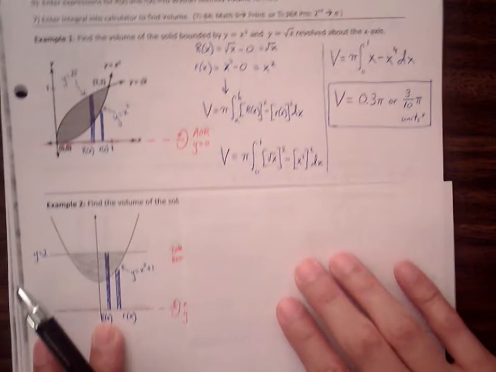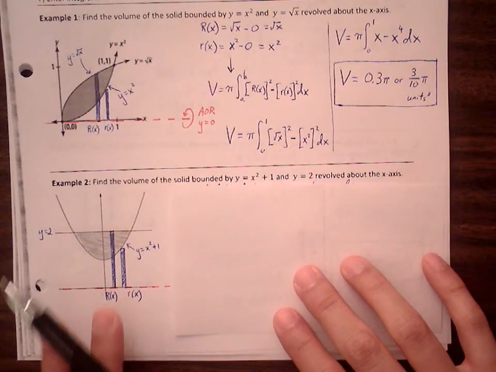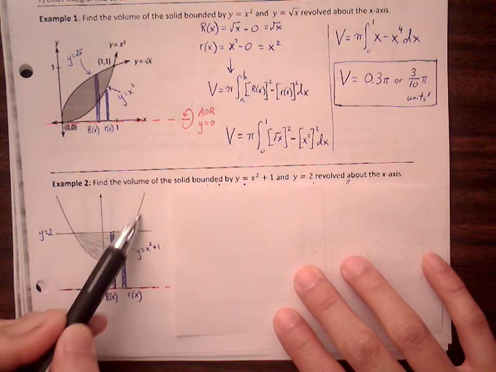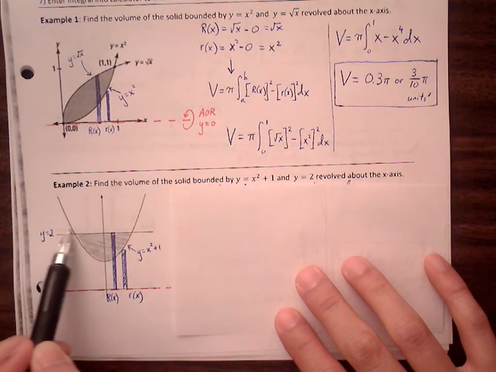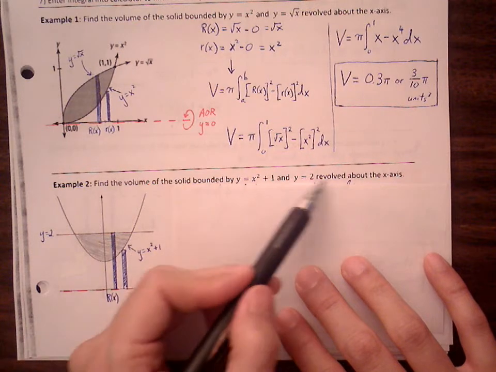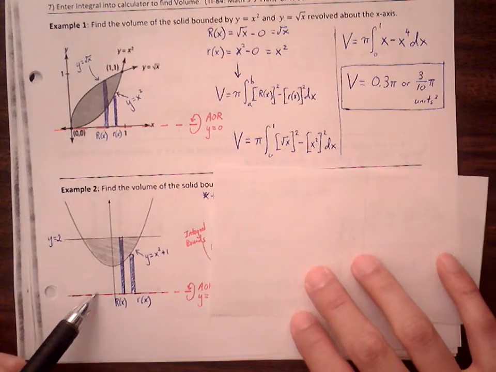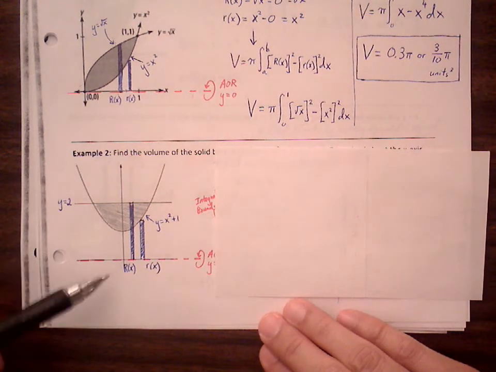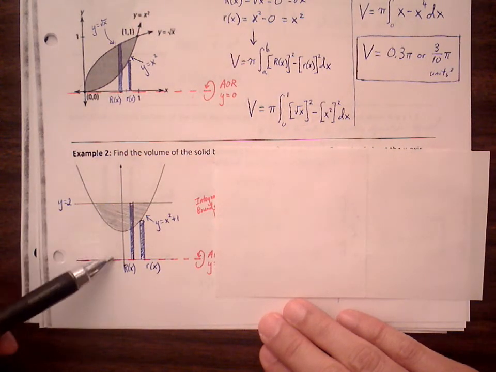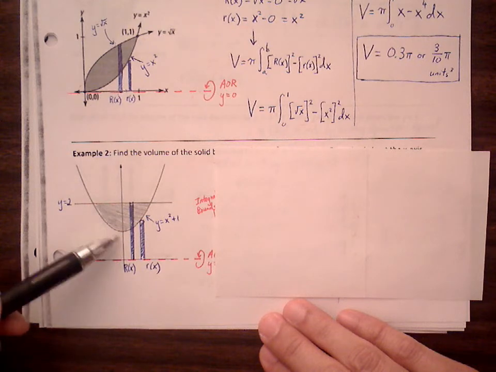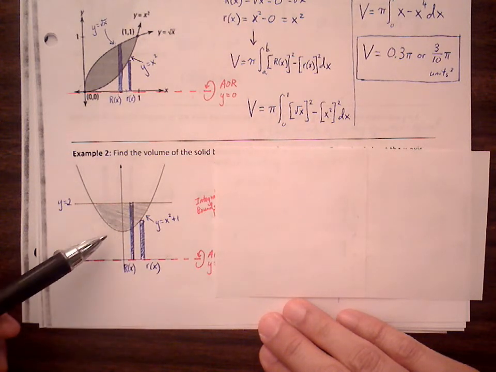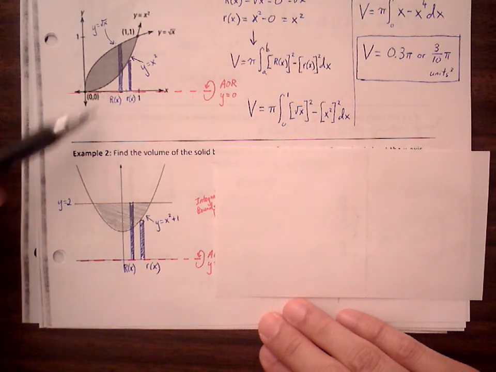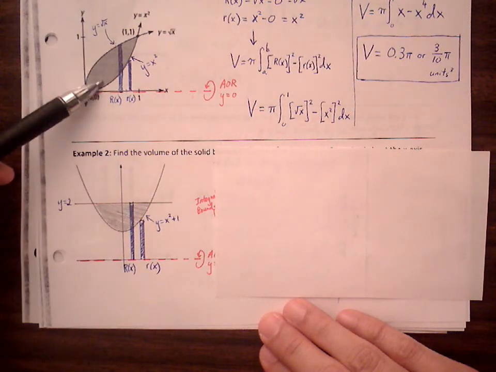Okay, example 2. Find the volume of the solid bounded by y equals x squared plus 1, that's this parabola here, and y equals 2, that's this line here, and we're revolving about the x-axis. Now look at the shaded region in relation to the axis. Notice that there's a huge gap. Actually, it's a complete hole. It doesn't matter if it's a hole or a gap. In any of these situations we're going to have to use the washer method.